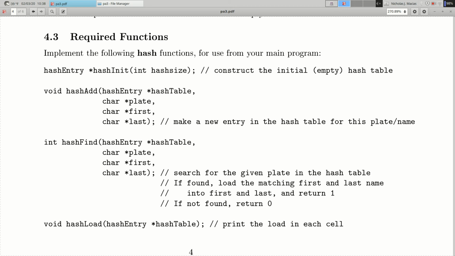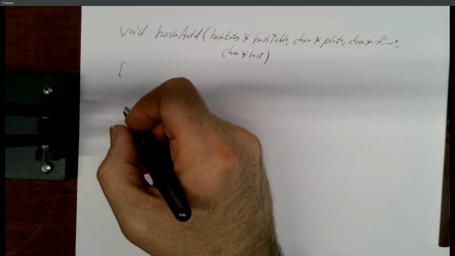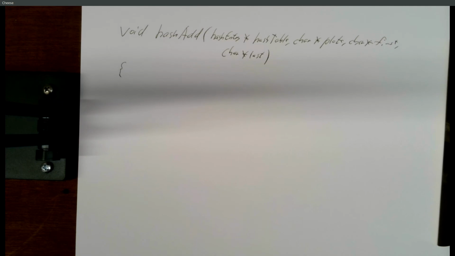So hash add is a hash table. And then you pass it a license plate, a first name and a last name. Alright, so hash add, give it your hash table, give it three pointers to characters, your license plate, your first name, and your last name. And you can start writing lots of code that starts dealing with pointers and currents and nexts, and if this node's bigger than that and all this kind of stuff. You don't want to do any of that, okay? You want to use your linked list functions to make your life easier.